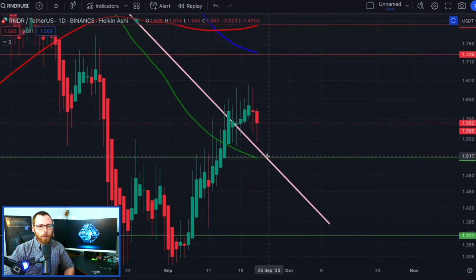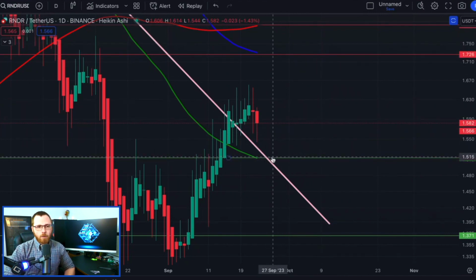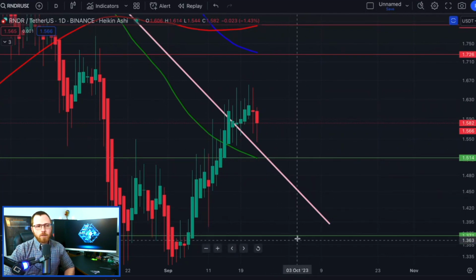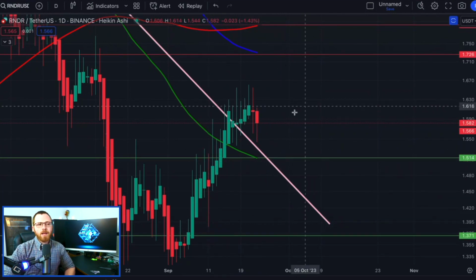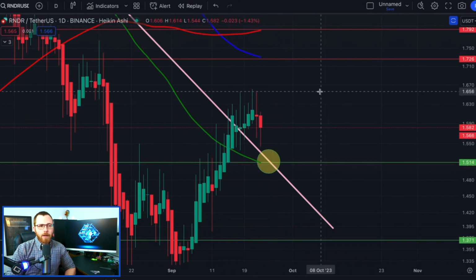As long as it can hold this $1.51, I believe Render will continue going up. If we break this $1.51, we could trade all the way down to the $1.37, but there's no reason to assume that's going to happen yet because we are maintaining bullish structure, and in my opinion, it'll come back down and retest this area around here before trending back upward.